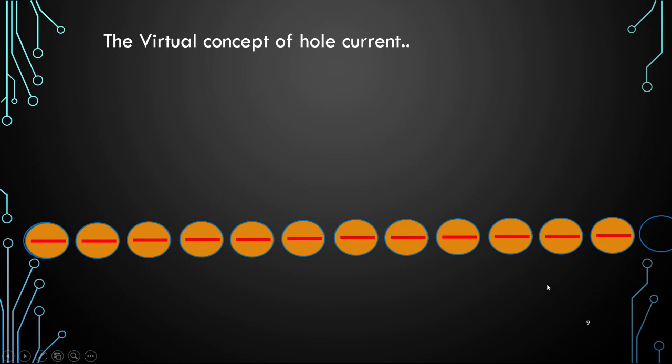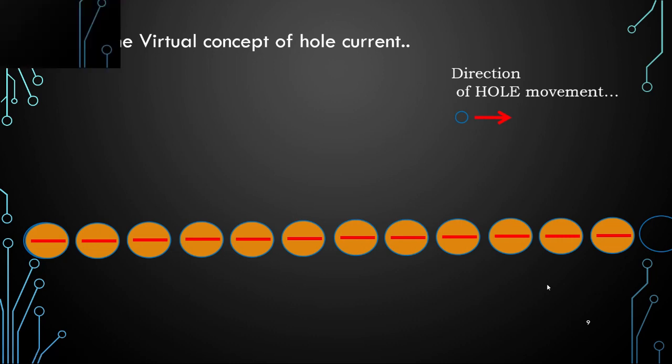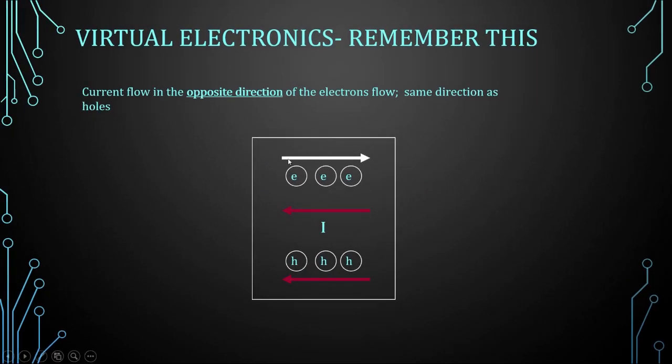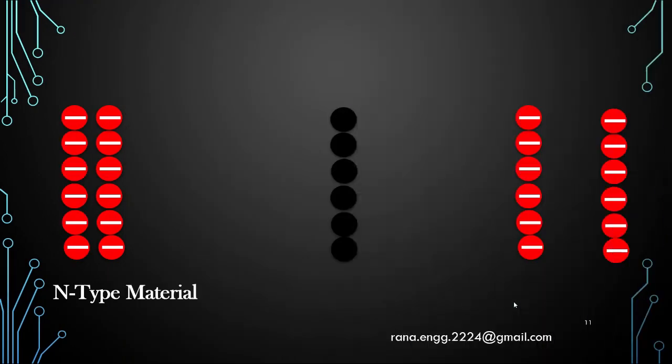So we can say that for electrons and holes, if electrons are moving towards right, holes are moving towards left, but the direction of holes and the direction of the conventional current is the same. In a few books you will find that current flows in the opposite direction of the electron flow and the same direction as holes. This current flow is about the conventional current, not the actual current. Actual current is the flow of electrons. So everyone should remember this concept.